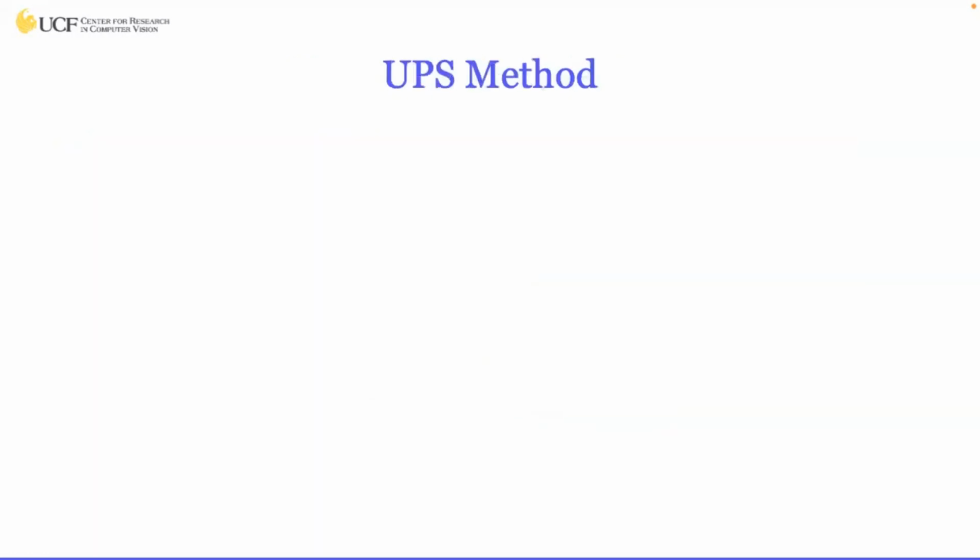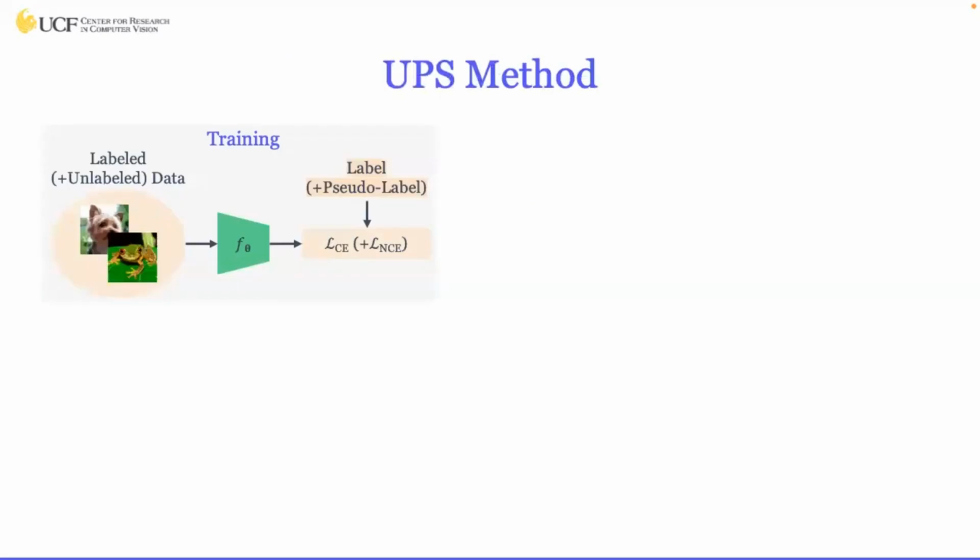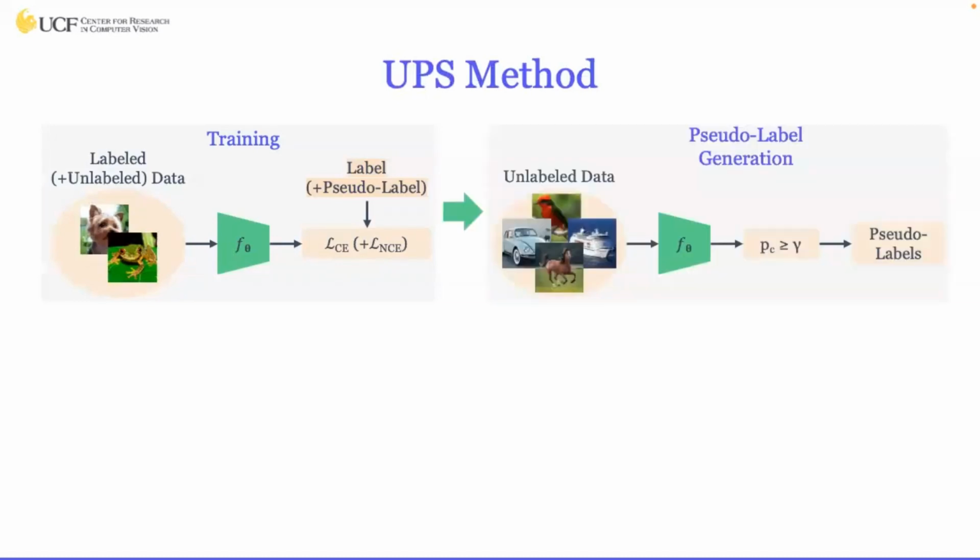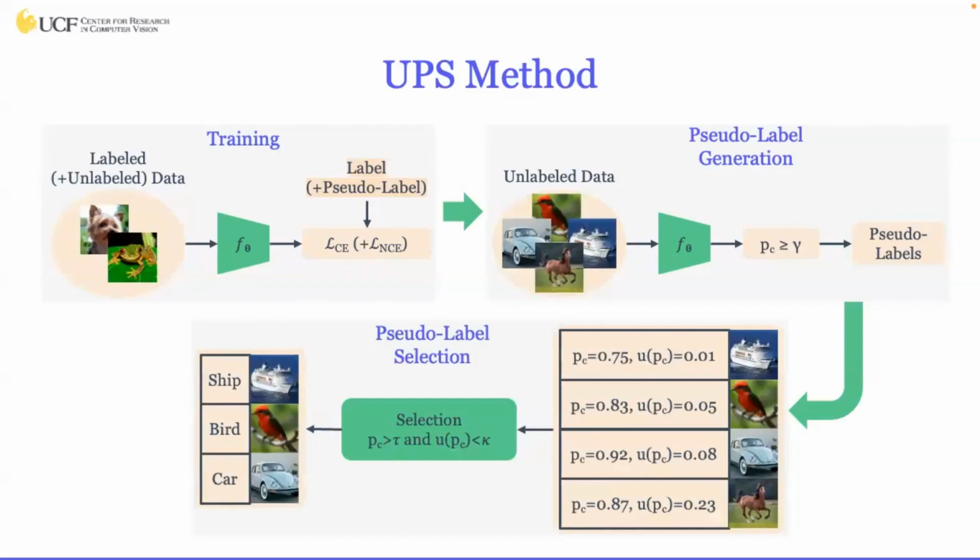So this is our overall method for UPS. Initially, we train the model using only the labeled data set. After that, we generate pseudo labels on all the unlabeled set. From the generated pseudo labels, we look at the prediction confidence and also the uncertainty, and select a subset where the prediction confidence is higher than a certain threshold tau and the uncertainty is lower than a certain threshold kappa. We add these selected pseudo labels to our training set and we continue this step.